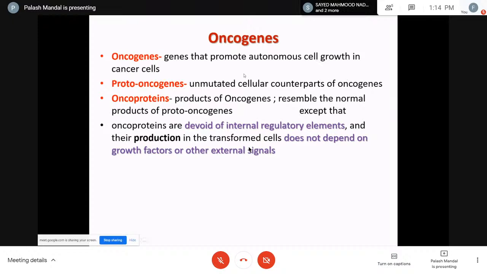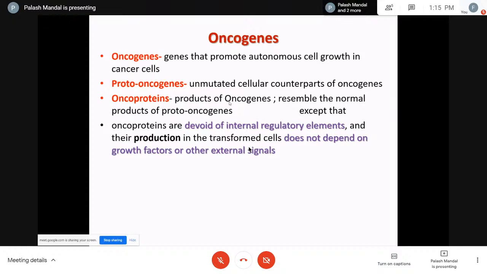Oncoproteins. Oncoproteins are the product of oncogenes. You see, any gene will lead to the formation of a protein. The mRNA, through transcription and translation, will lead to formation of protein, and that protein leads to further downstream signaling. Whether it is associated with the cell cycle or not, there is a continuous signaling which goes on.